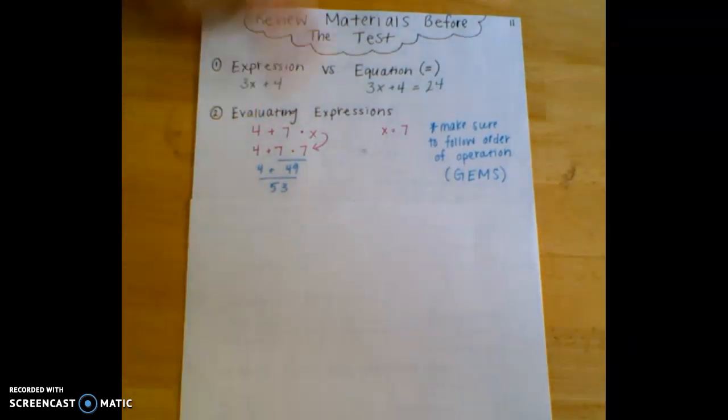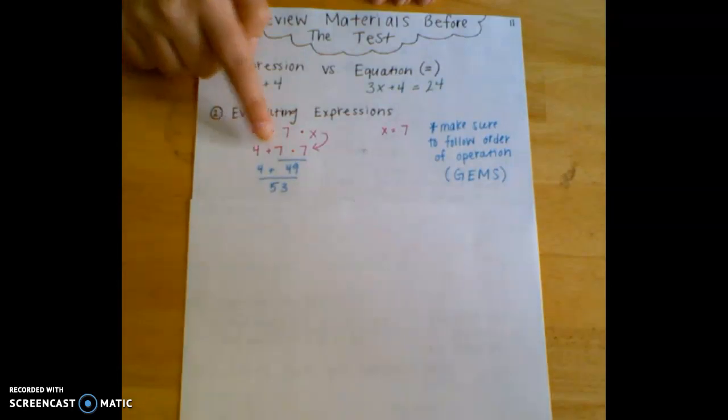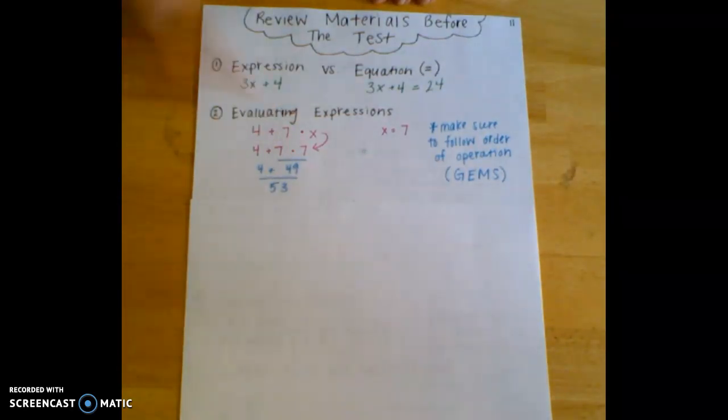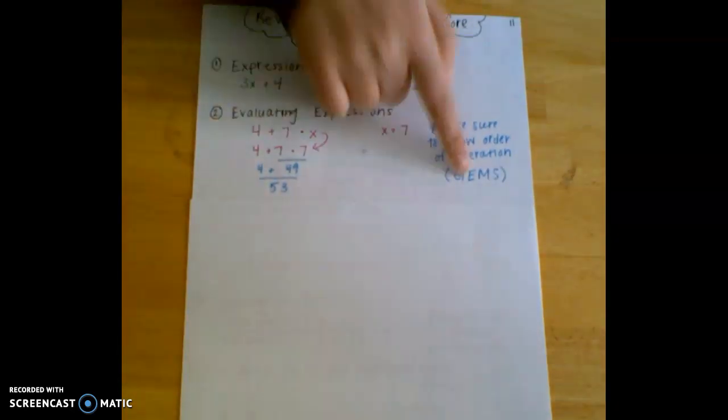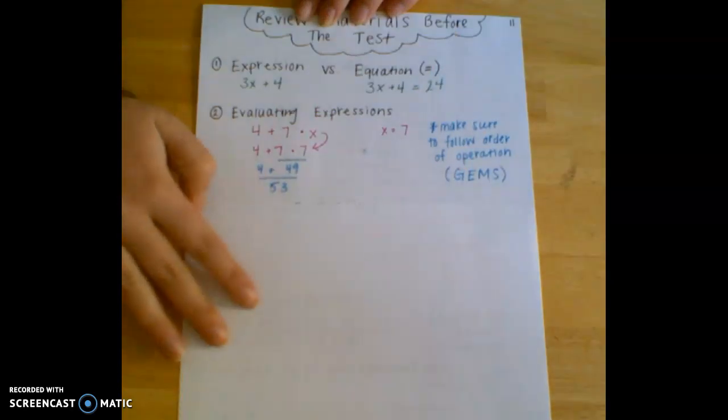If I would have just went across and done 4 plus 7, I would have got 11, and then times 7, I would have got 77. That would not have got me the right answer. So please make sure you are following that GEMS.